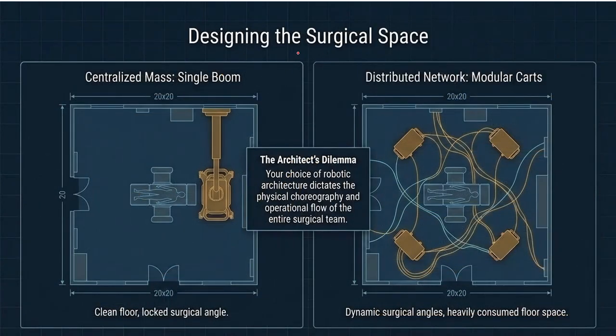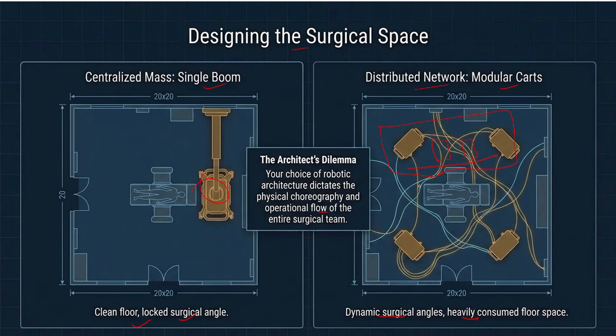Okay. And then it comes to the designing. So this is a single boom, and they have utilized the space. So the architectural dilemma: your choice of robotic architecture dictates the physical choreography and the operational flow of the entire surgical scene. So it is a clean floor and locked surgical angle, and the distributed network modular cart has a dynamic surgical angle and heavily consumed floor. Means if all the four arms come from here and two arms again from here, it's like a right or left nephrectomy. So all the four arms from this side, and it will capture the complete space from this side.